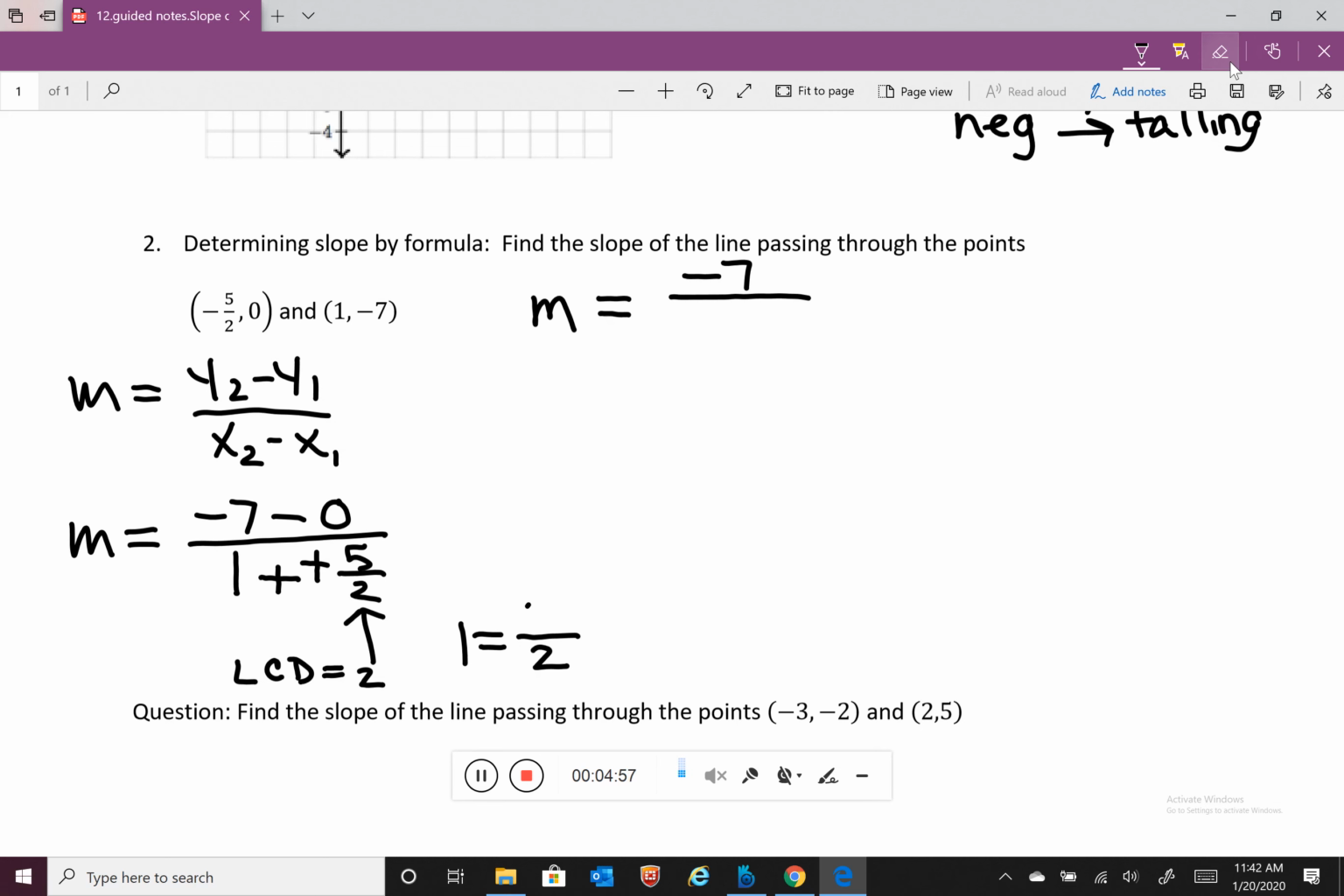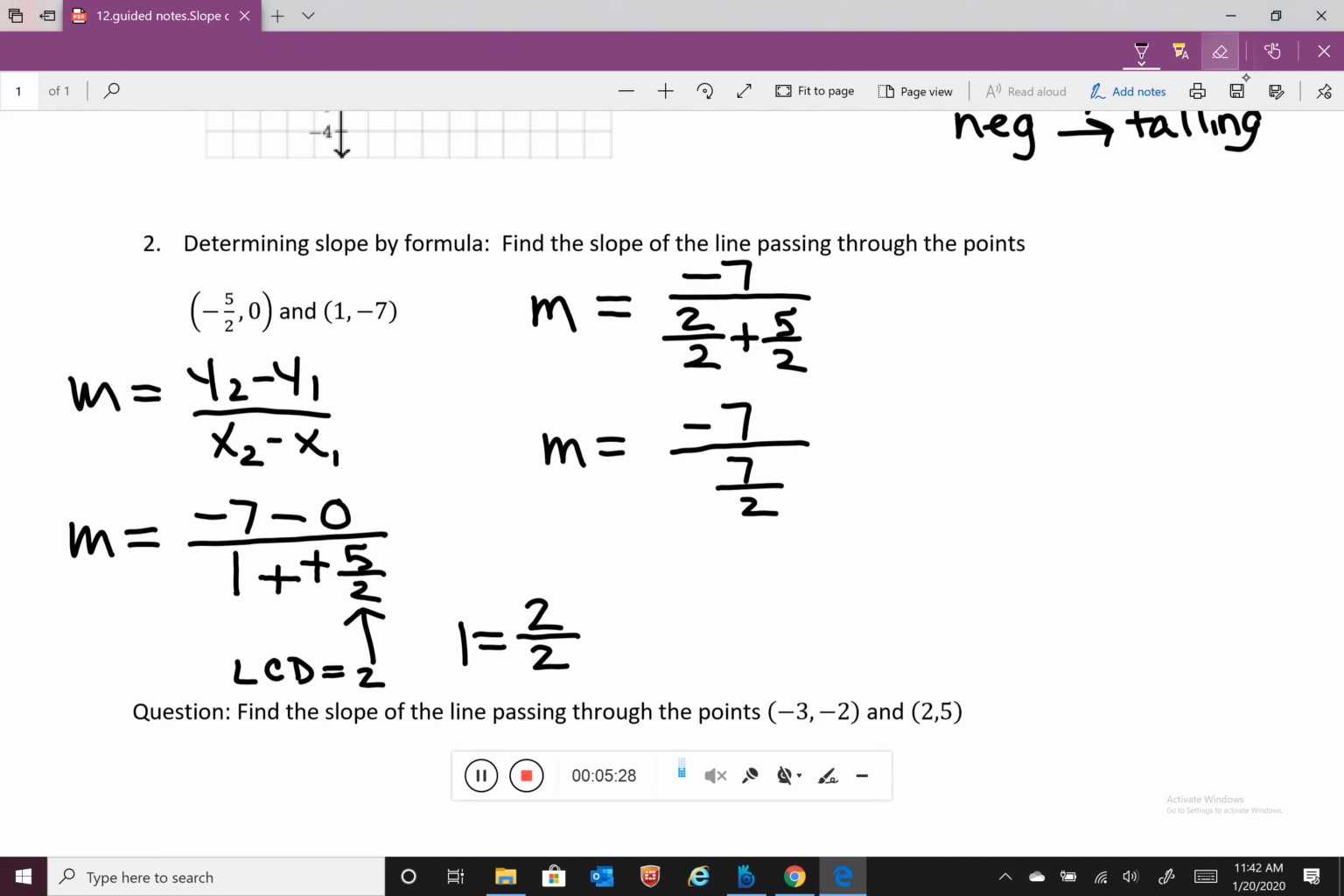Another way to ask that question is what divided by 2 is equal to 1? And the answer there is 2. So 2 divided by 2 is equivalent to 1. And that is what we need in order to add these two fractions. So 2 halves plus 5 halves is what we need. So now we have m is equal to -7 over 2 halves plus 5 halves. Now that we have common denominators, we simply add the numerators. So 2 plus 5 is 7, and this is now over 2.